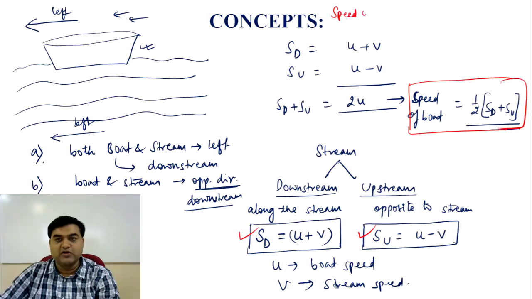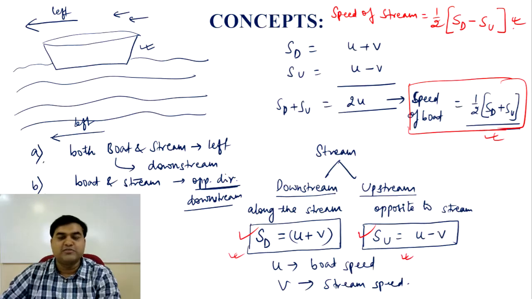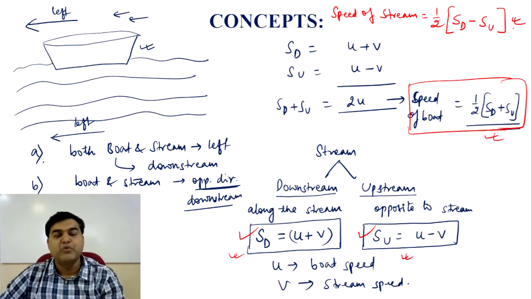speed of stream. If we have to find it, we can do half of the speed in case of downstream minus the speed of boat in case of upstream. So if you remember these four formulas, most of the questions of boat and stream can be solved.